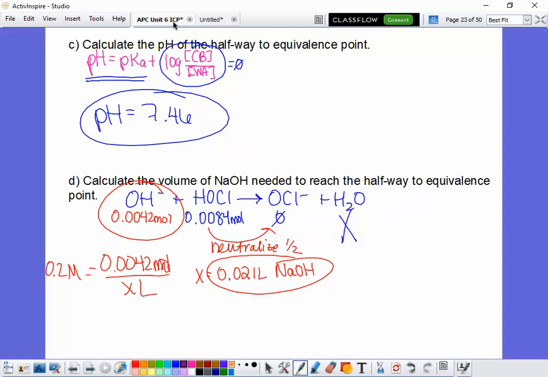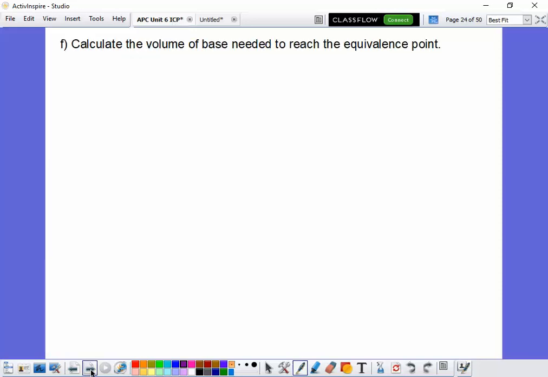Now, let's go through the math though. What about problem E, which is on the next page for me? I'm giving you guys just a couple more seconds with this slide. What if we hadn't done the halfway to equivalence point volume? What if finding the volume at the equivalence point was its own problem in itself? How would you go about doing that? Well, we know that the reaction is OH minus plus HOCl forms OCl minus plus H2O. Again, we don't care about water.